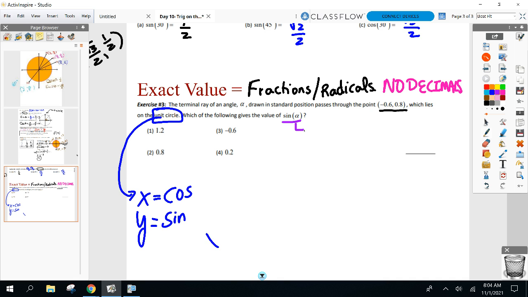Everyone see, yes? That's my y coordinate here. So all I literally do is look at the point and say, what's the y coordinate? 0.8, there's your sine value. Now that's it. That's all I've got.